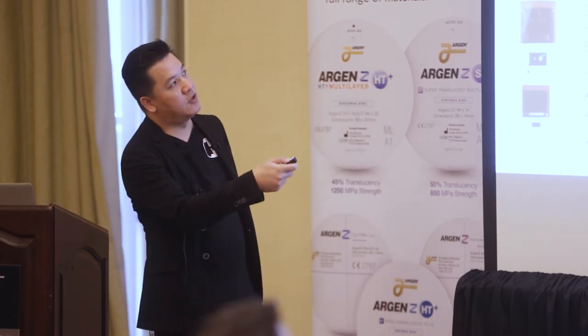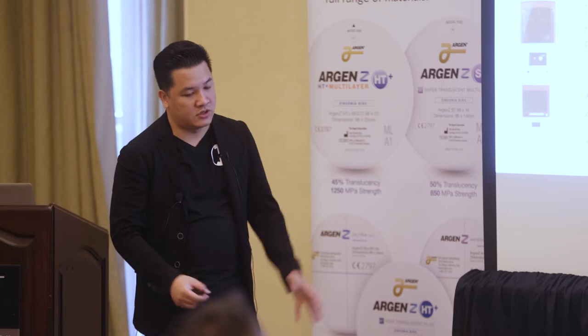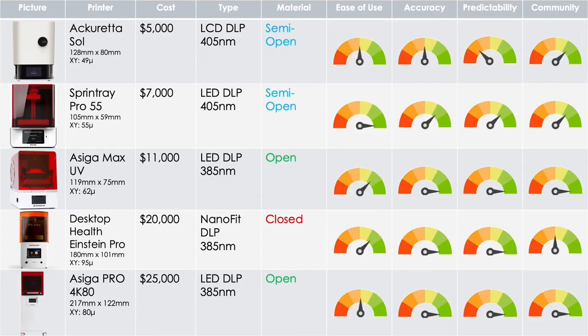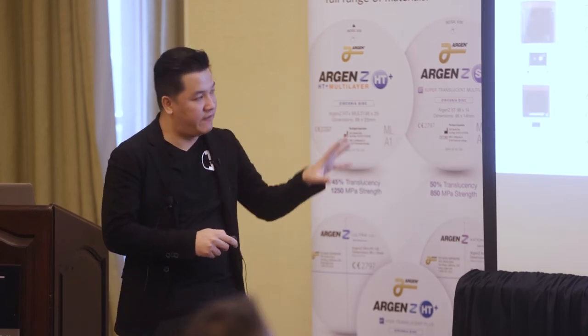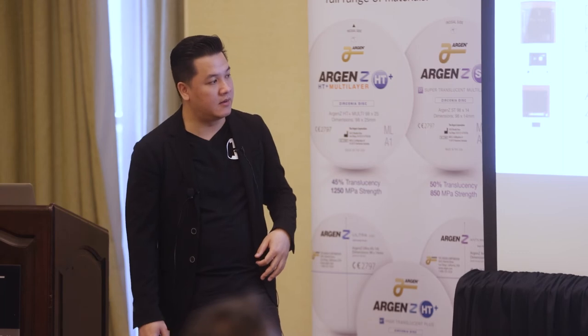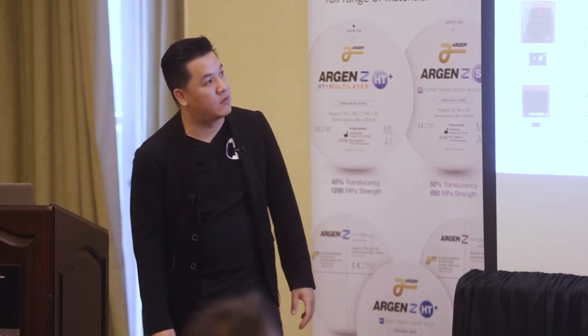And you can see, again, that convergence towards open, where before it was closed, closed, closed, semi-open, and you only had one open option, whereas now these are semi-open, and you only have a few closed ones. Again, all these technologies have converged onto DLP as the de facto standard, right? You had SLA, FDM, PolyJet, all these different things. We've really converged on DLP as the technology. And you can also look at the varying accuracy of all these different printers, right? You can see that sub 50 micron accuracy is really where we're converging to today. It does need to get better, but that'll come with technical advancements and better materials. But really, this chart illustrates the printers you want to look out for and the technologies that you want to work with.